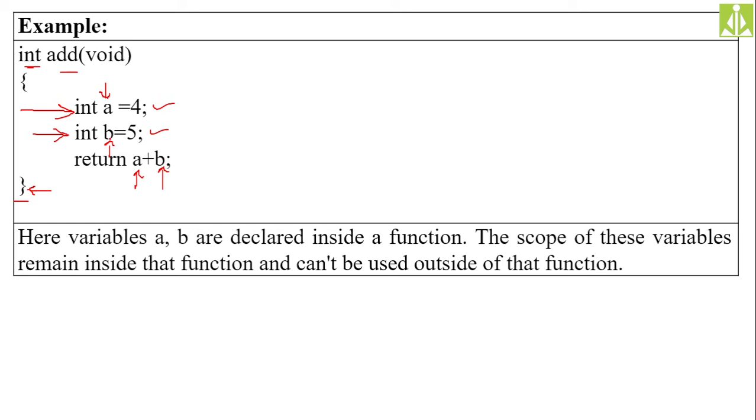So if you try to access this a and b outside of the block, somewhere over here, let us assume after this block, you will get no access at all to these variables a and b. Okay, just read this statement I have written over here. Here variables a, b are declared inside a function, that is the add function. The scope of these variables remains inside that function and can't be used outside of that function.